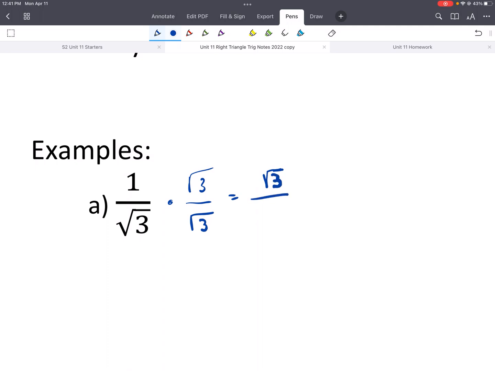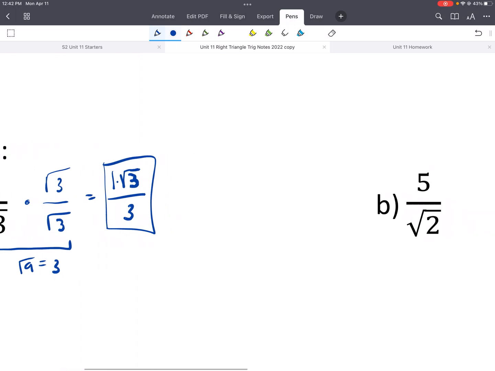3. And then the square root of 3 times the square root of 3, we can multiply those because they're both in square roots. That would give us the square root of 9, and that gives us 3. Okay, if you wanted to have that 1 out in the front, that's fine. Okay, but that's how we rationalize the denominator.